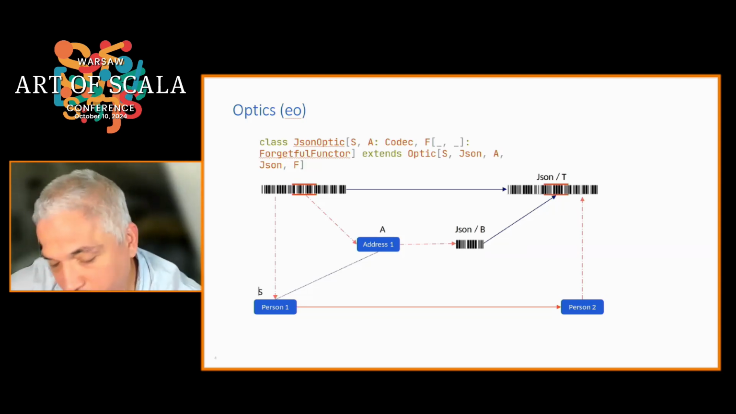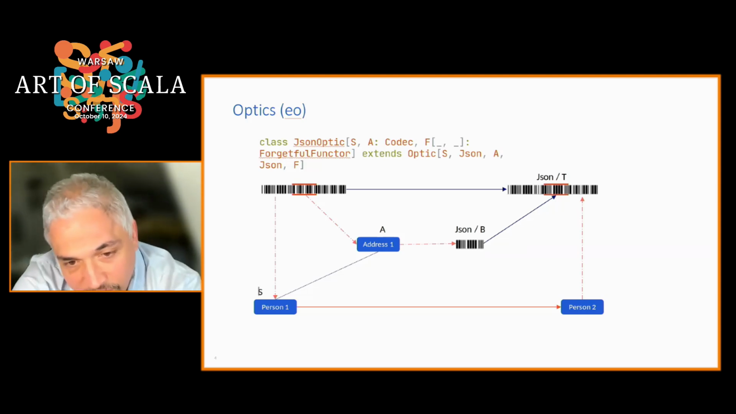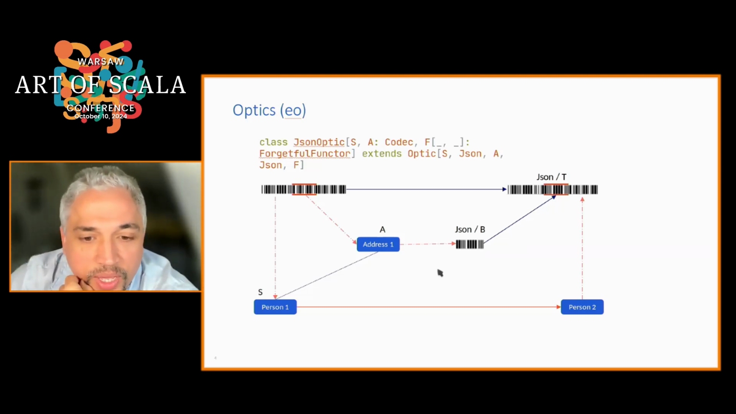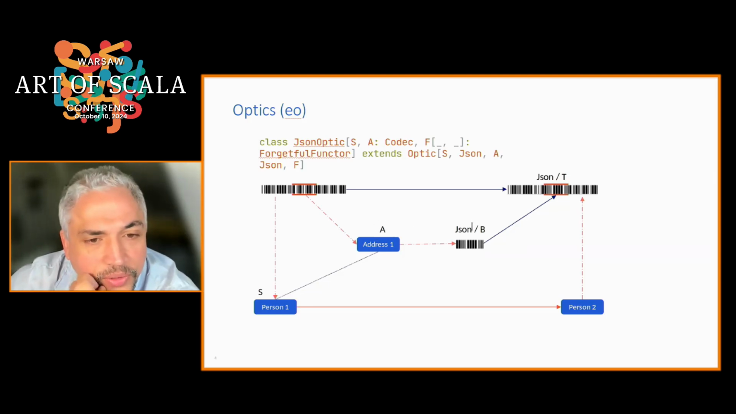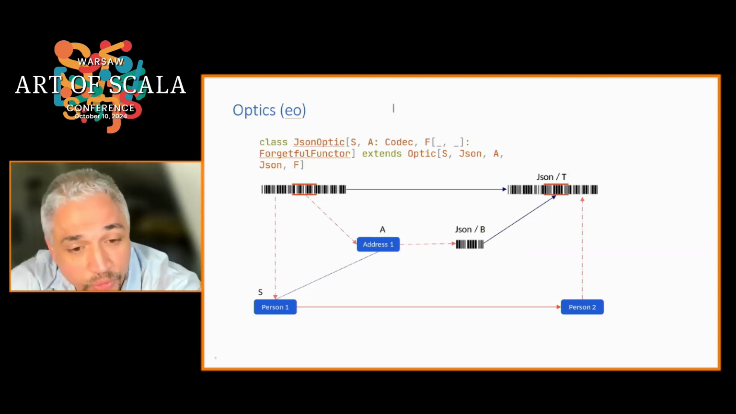You can peek into a person and see their address. In the same way, this bit of JSON is a part of the larger bit that is always located here, right? And this bit of JSON is the analog of the address in its JSON representation. So this is the extended version. This is the polymorphic version of a lens, of an optic, right?